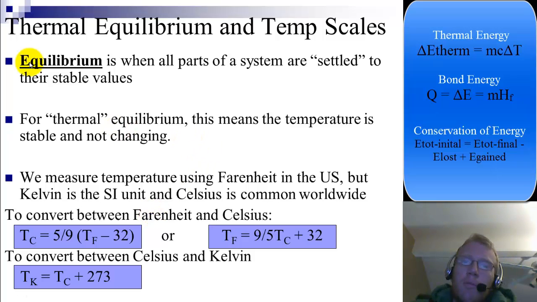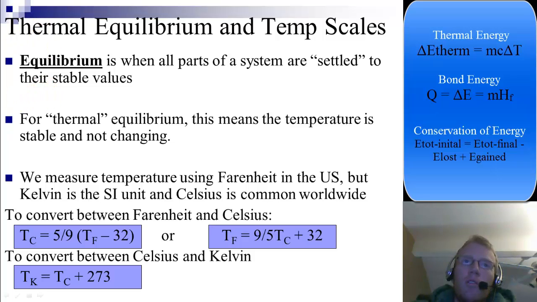Alright, so thermal equilibrium and temperatures. Thermal equilibrium is a vocabulary word that means the different constituent parts of your system are all at the same temperature or settled at stable values such that the temperature is not changing. Anytime things are changing, it's not in equilibrium. So equilibrium is when everything is at a stable value. Typically that means everything in your problem is at the same temperature, because otherwise heat would be flowing from one to the other to change that temperature.